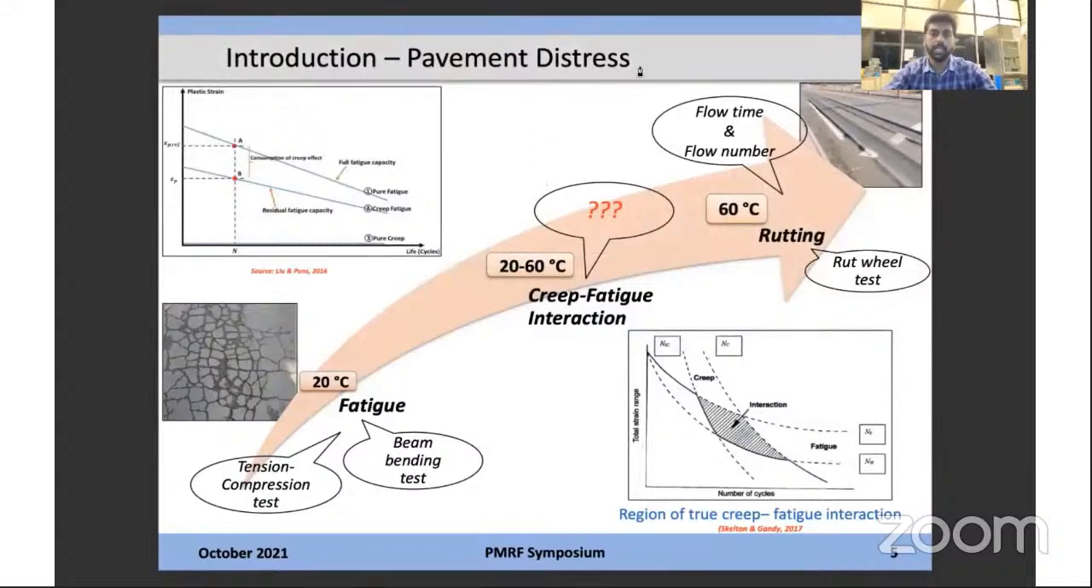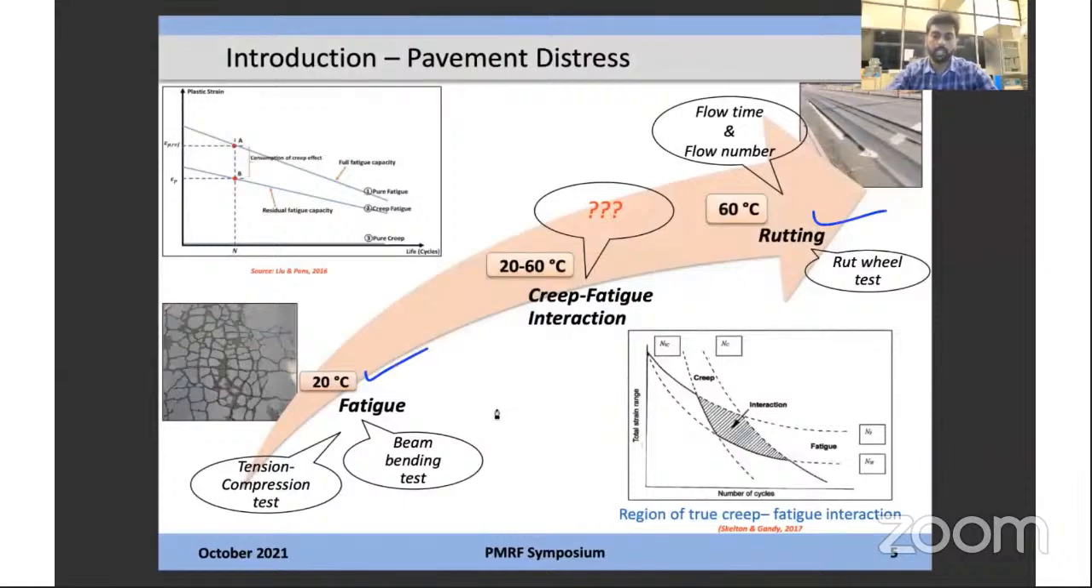In addition to the material parameters, another important detail which needs to be understood in the design of pavement construction is the distress occurring on the pavement. There are two major distresses observed on bituminous pavement. One is fatigue cracking, which occurs at a lower temperature of 20 degrees Celsius, and rutting, which occurs at a higher temperature of 60 degrees Celsius.